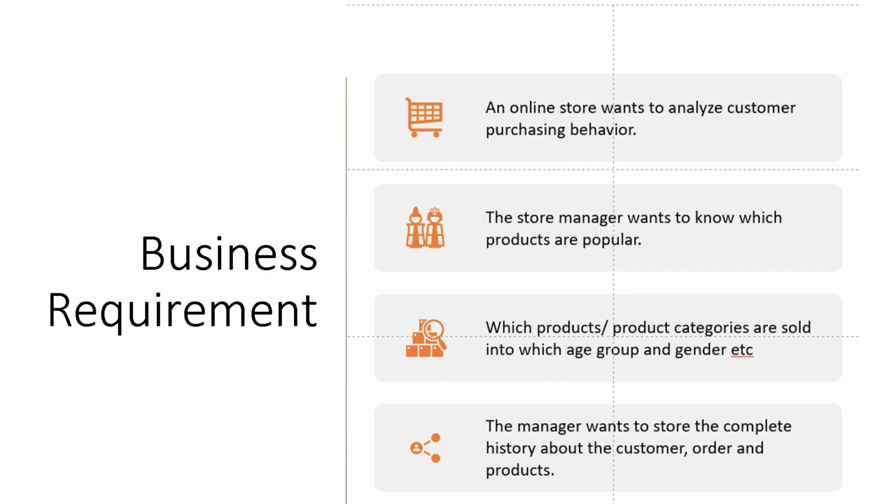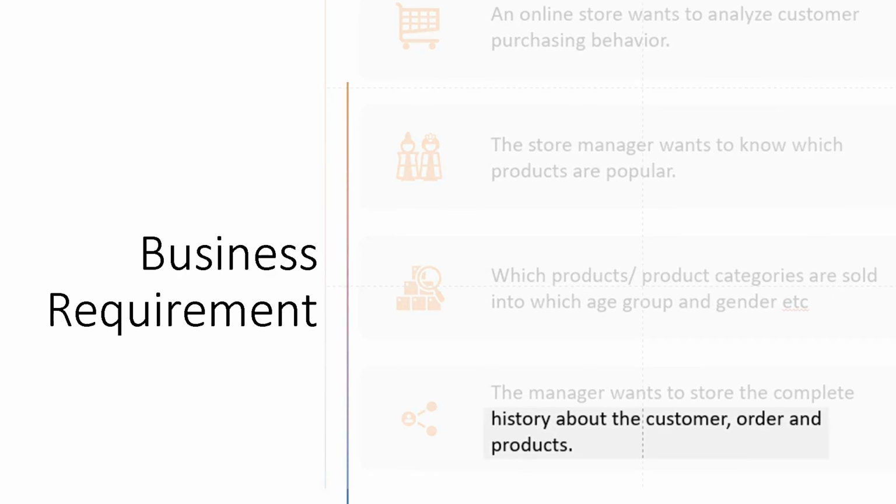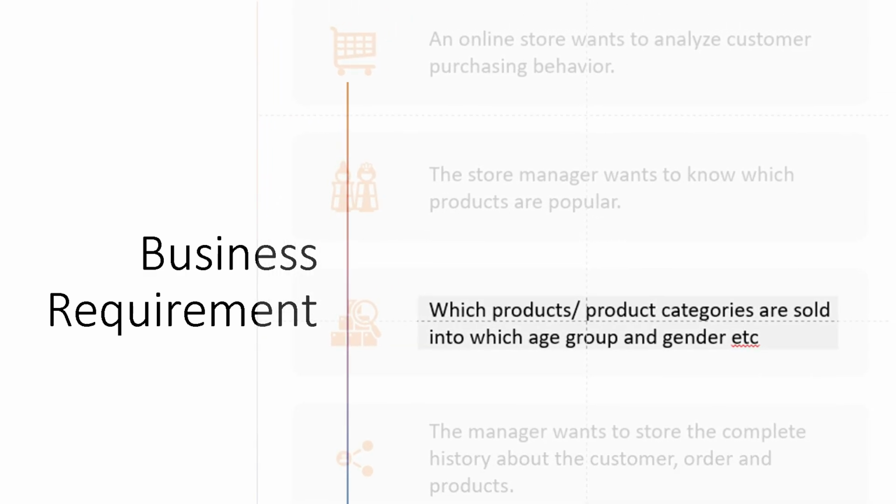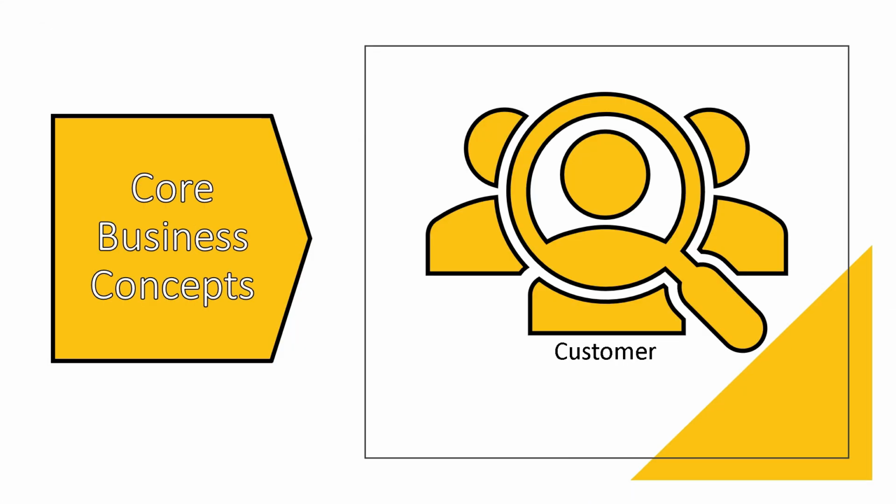So we have to identify what are the core business concepts in this business scenario. In this case, the manager wants to have data about the customer, order, and product. In the requirement, it is also mentioned the product category and customer age group, gender, etc. So, customer looks like a core business concept. There cannot be any order without a customer, and also the manager is interested in customer details. So, our first core business concept is the customer.